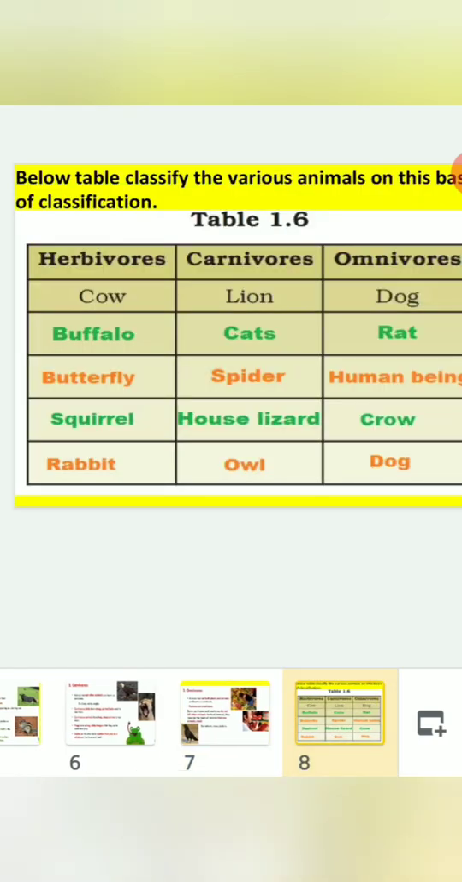Next, you have a table here to classify the various animals. The classification goes like this: herbivores, carnivores, omnivores. Herbivores: cow, buffalo, butterfly, squirrel, rabbit. Carnivores: lion, cats, spider, house lizard, owl. Omnivores: dog, rat, human being, crow.